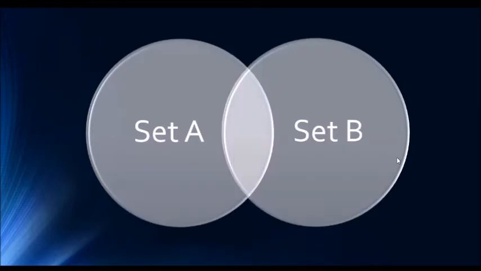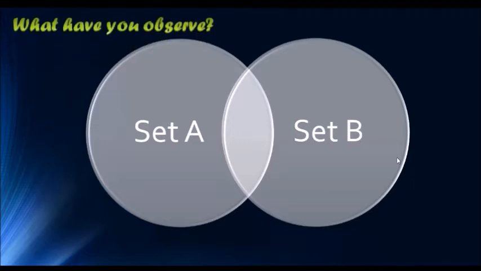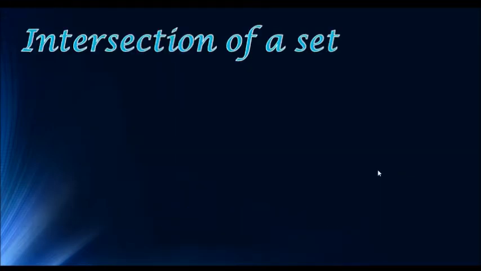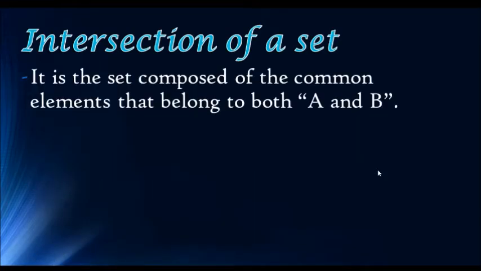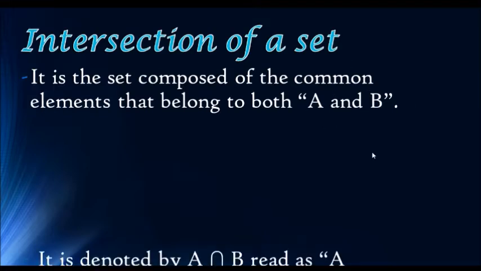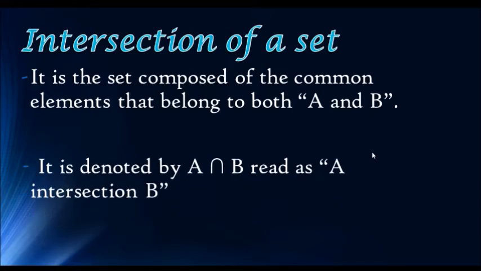Now, let's look at this figure. We have your set A and set B. Class, what have you observed? Okay, so the two sets intersect. So this part, class, is what we call their intersection of a set. Now, what is an intersection of a set? It is the set composed of the common elements that belong to both A and B. Class, remember the keyword for intersection of a set: common. Next, it is denoted by A intersection B.